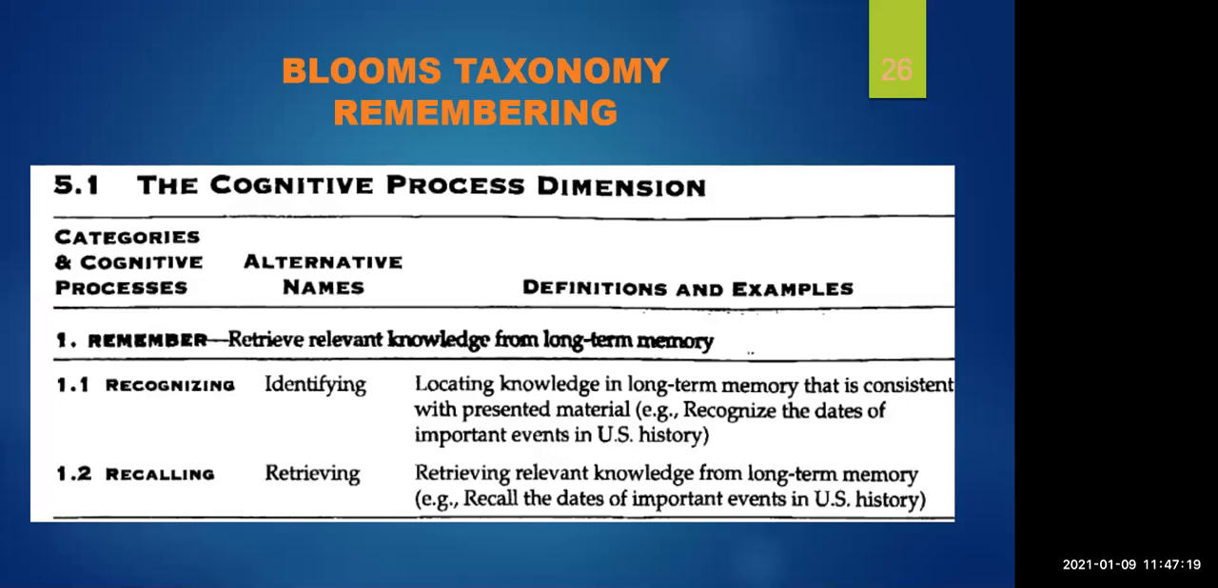So then automatically you'll be retrieving the knowledge. What knowledge is there? Newton's third law we have studied. So okay, this is the third law that is to be employed. We have to retrieve the knowledge from the long-term memory, recalling it.